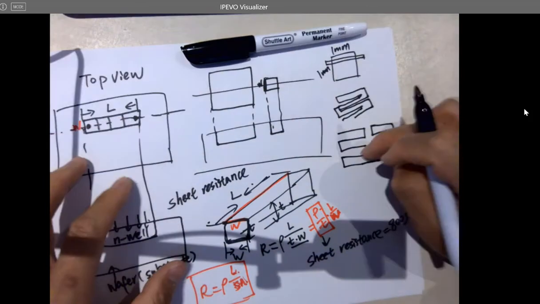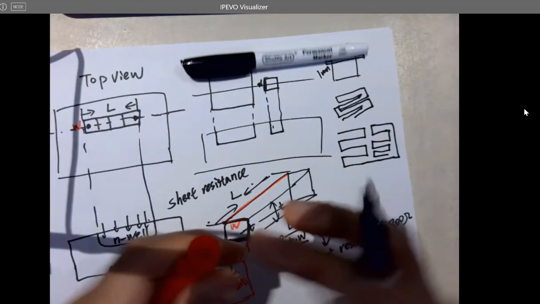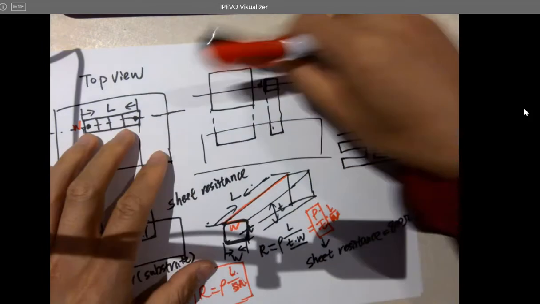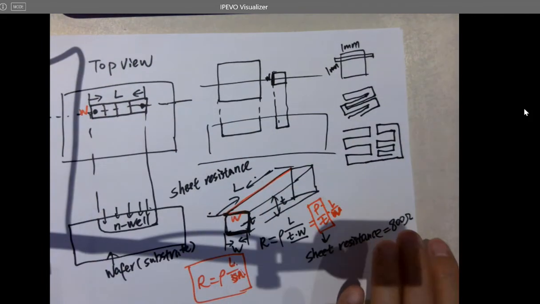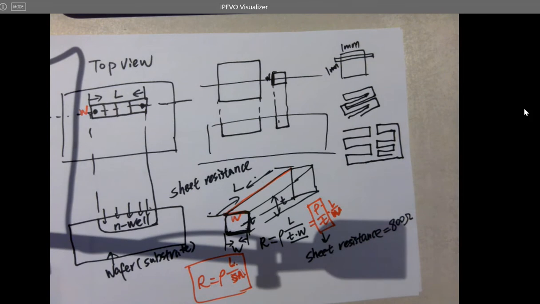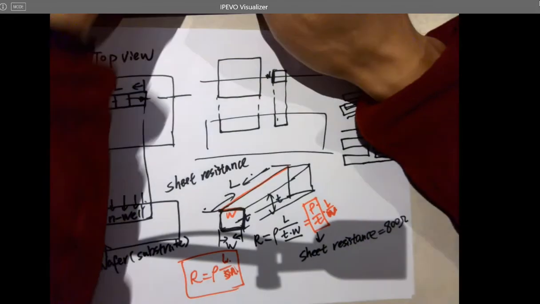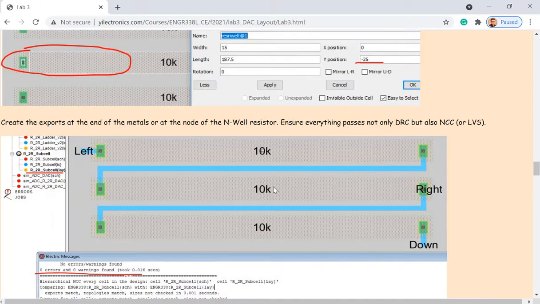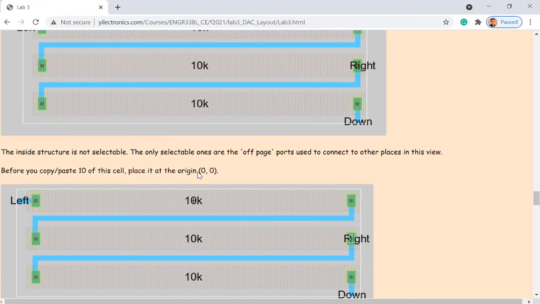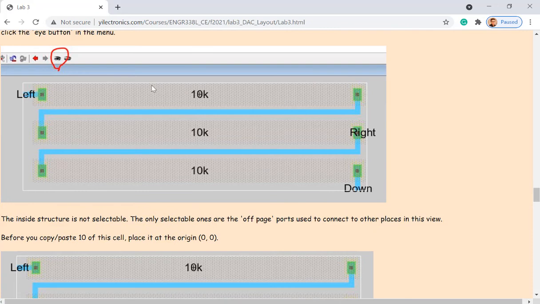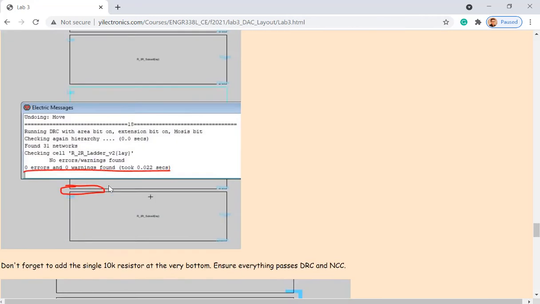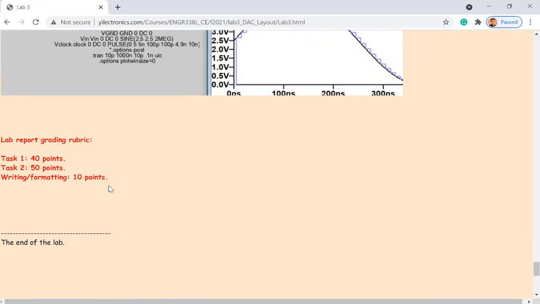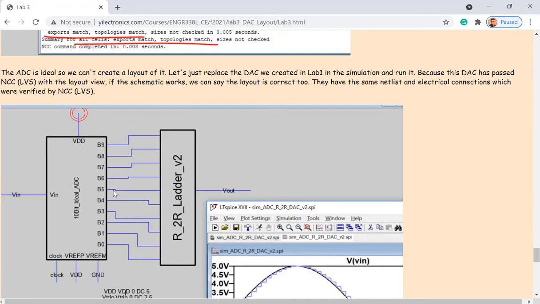All right, that's what's going to happen in tomorrow's lab. Anyway, that's why it looks like this, right? From here to here, then rotate, and then like this. Like a snake. And after you are done, replace.